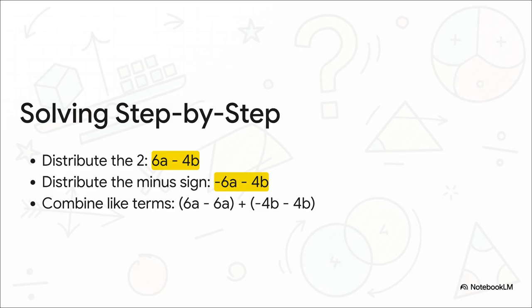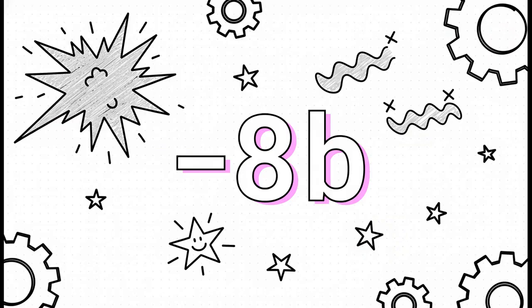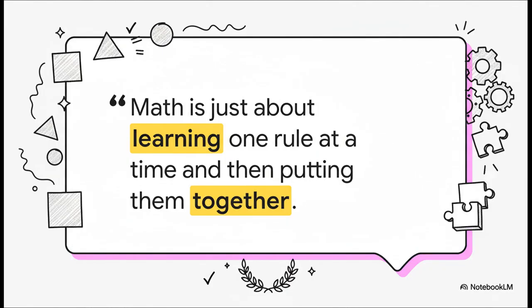Now we just combine our like terms. And look at that, negative 8b. What happened to the a's? Well, 6a minus 6a is just 0, so they disappeared. And negative 4b minus another 4b gives us negative 8b. That's it. That's the answer. You just solved a really tough problem. That is fantastic work. And that's really all there is to it.